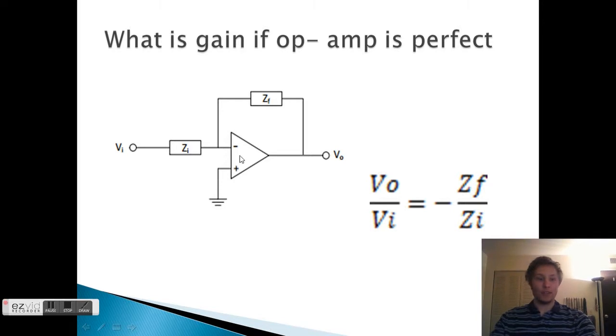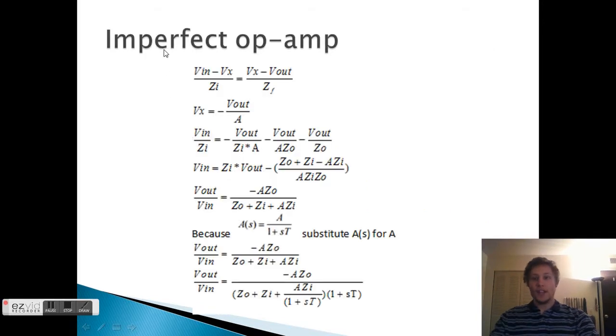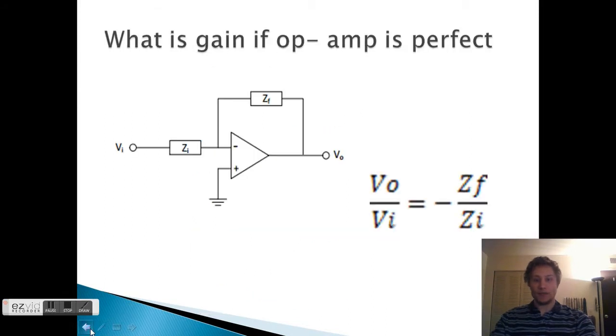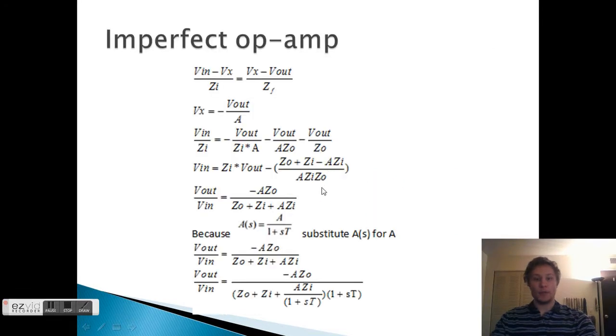Now, if you have an imperfect op-amp, you know that A is not going to equal infinity anymore. A, in this case, is A divided by 1 plus sT. Now, you know this is going to add a pole in there. For this top half, it's if you actually do have a perfect op-amp. But when you go through here, if you were to factor out these A's, it would be the same thing as what we had right here, the ZF divided by ZI, but then it would be multiplied by a certain multiple. Now, just plugging this into the A's, you'll get this function.